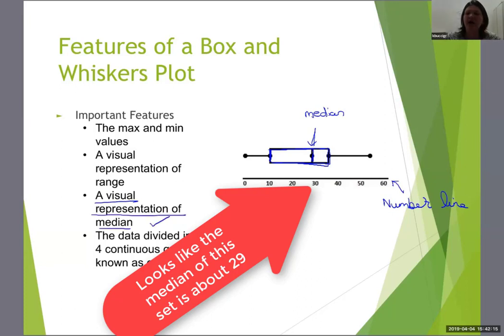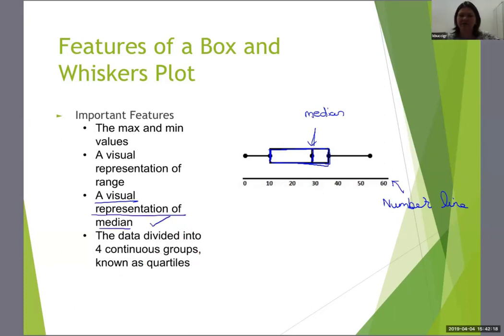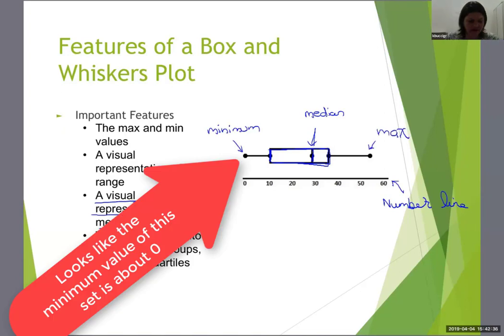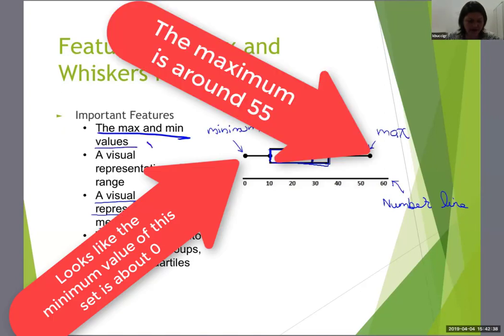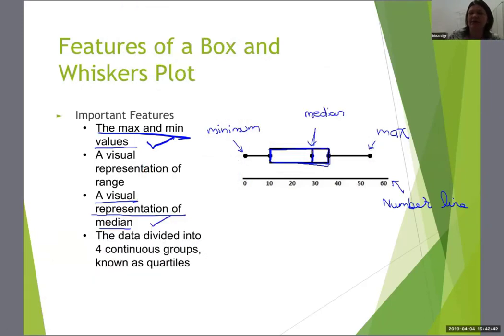You also see on a box and whiskers plot the maximum and minimum. The maximum and minimum are the ends of those whiskers. So on this particular one, it's dots. I've seen other ones where it's lines. It doesn't matter, but we do have a min value and a max value. So we have the maximum and minimum values represented on this.